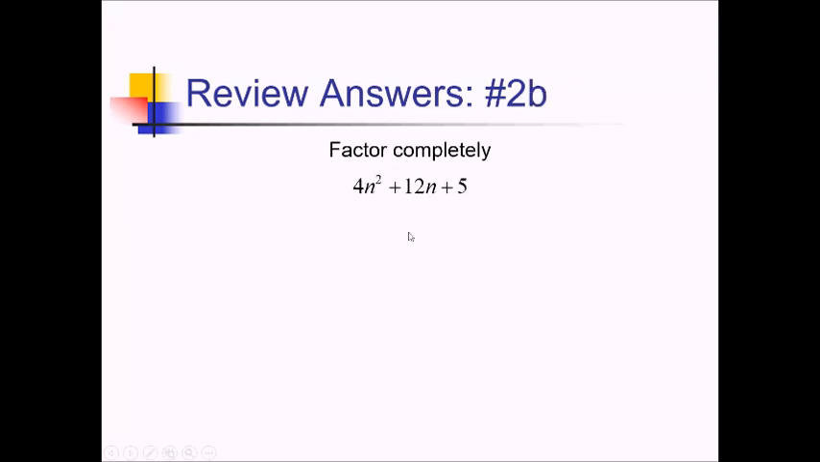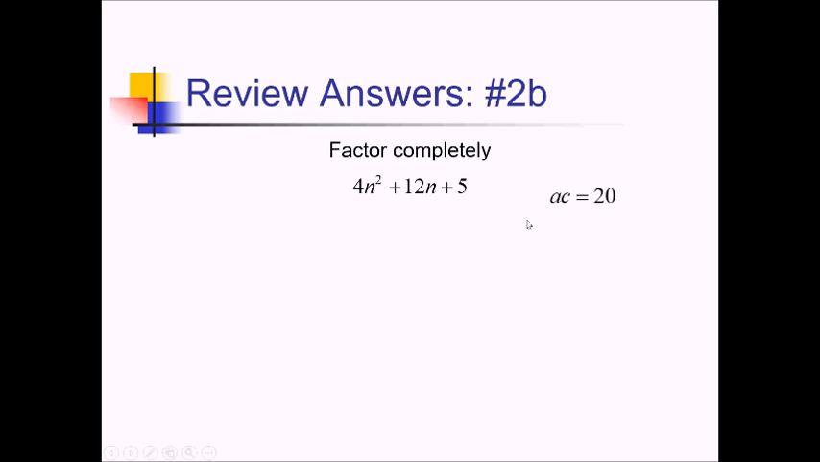For this problem, since we have an a value that's not 1, and taking out common factors doesn't work, and these are not both perfect squares, I mean 4n squared is a perfect square, but 5 isn't, we're going to use the AC method to factor this. It's kind of the last resort.